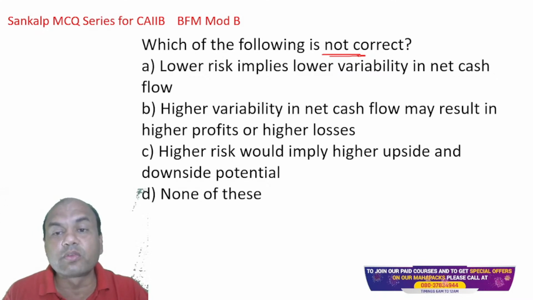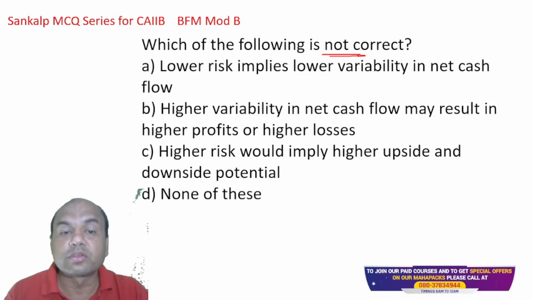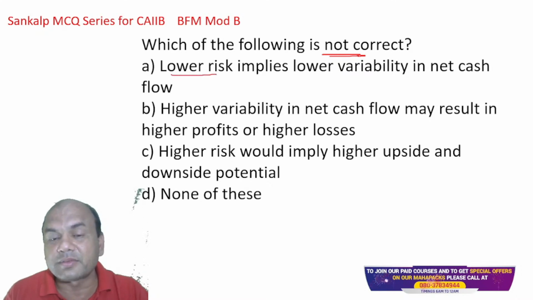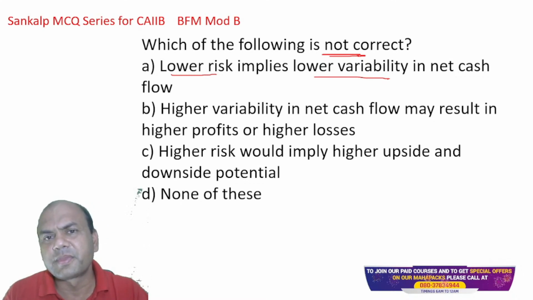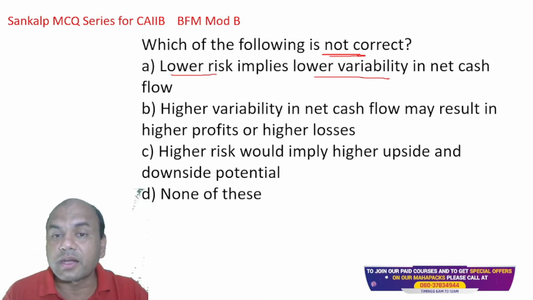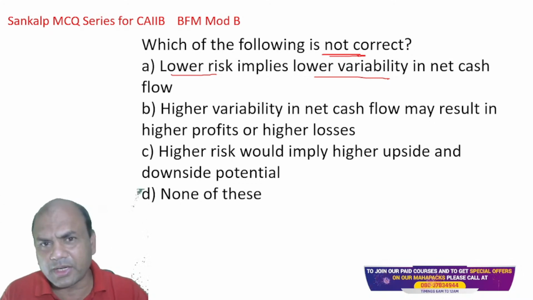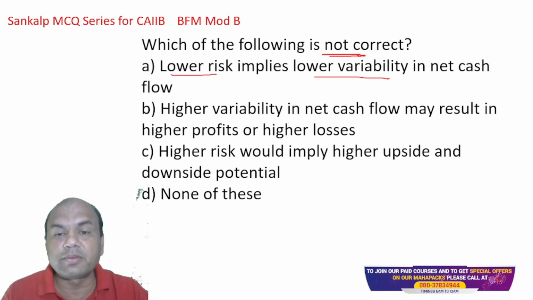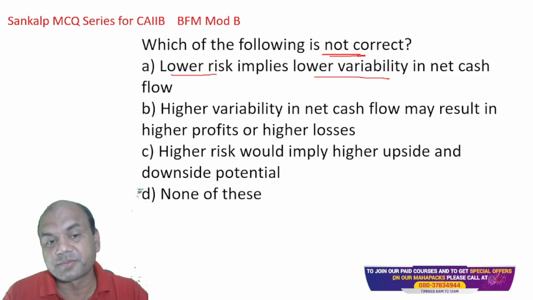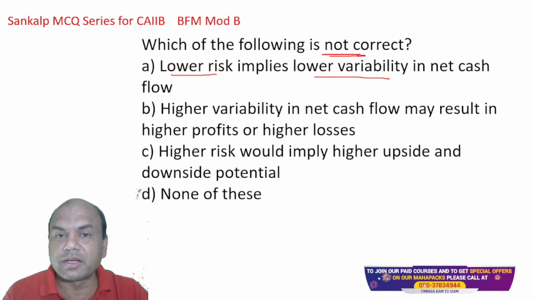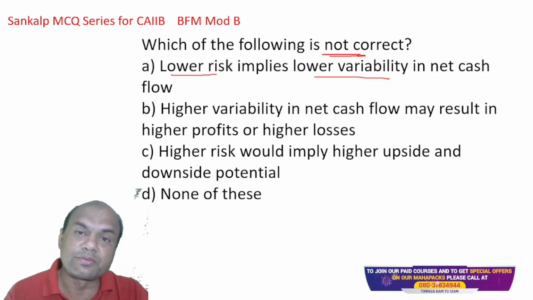Lower risk implies lower variability in net cash flows. So lower risk means lower variability. What do you mean by this term? Lower risk, lower variability. Is it true? We want not correct. Okay, let me get the answer from you. Then I'll explain. Higher variability in net cash flow may result in higher profits or higher losses. Higher risk would imply higher upside or downside potential, and none of these. So higher risk, here, first one, lower risk means lower variability. So that is true? Yes, that is true. Why?